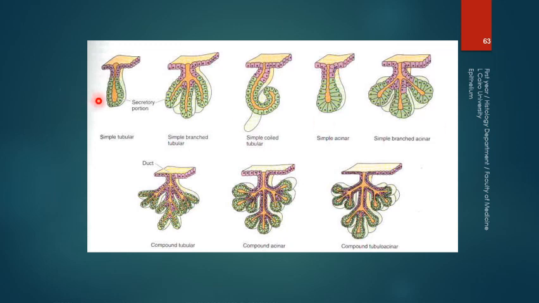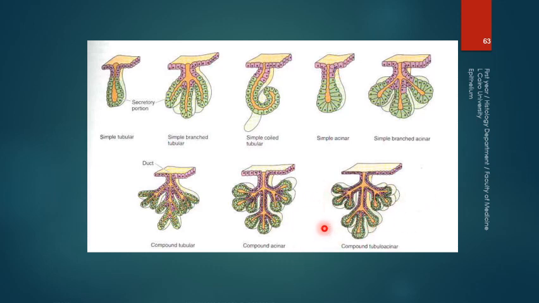This is a diagrammatic picture for simple tubular. Simple means not branching. Tubular, the shape is a tube. This is simple branched tubular. This is simple coiled tubular. This is simple alveolar. This is branched alveolar. And this is compound tubular, compound alveolar, and compound tubulo-alveolar.